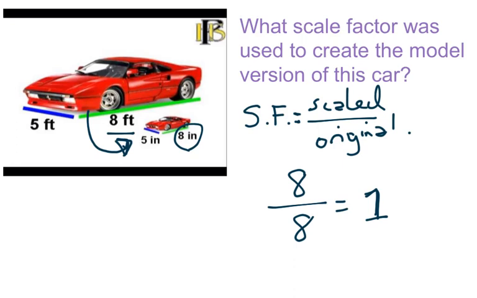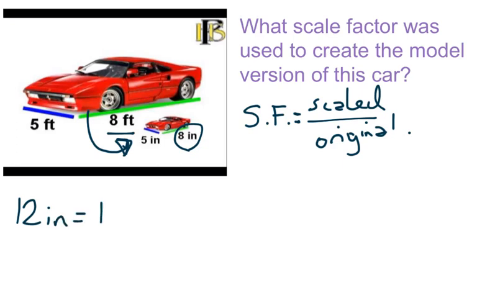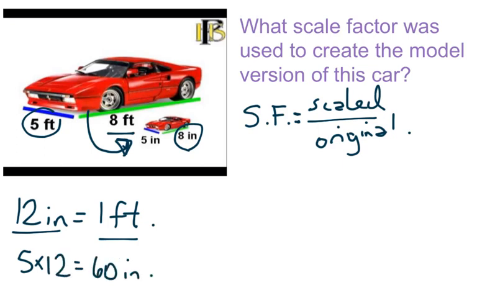Now the problem is that the units have to be the same for this to work. Our model is in inches and our actual car is in feet. So before we do any calculations, we need to make them the same units. Now I know that there are 12 inches in a foot, so 12 inches is 1 foot. So what I'm going to do is change 5 feet into inches. Now for every 1 foot there's 12 inches, so if I have 5 feet I would do 5 times 12, and that is 60 inches. So I'm just going to write 60 there instead, so 60 inches.